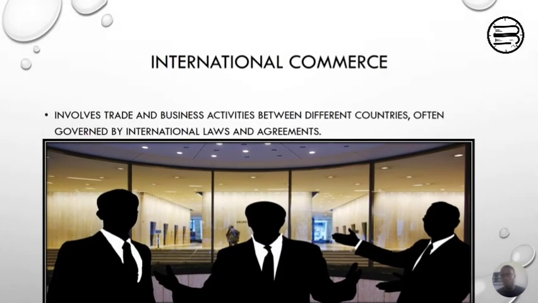Then we have international commerce. The word international involves going outside your own restrictions as a country. That is international commerce, involving a lot of trading with other countries around the world. It involves trade and business activities between different countries, often governed by international laws and agreements. So everything has to be done under international laws and agreements so that countries can do international commerce with each other, whereby Zimbabwe is trading with Botswana, Zimbabwe trading with Japan, Zimbabwe trading with the UK. This is what we mean by international commerce.